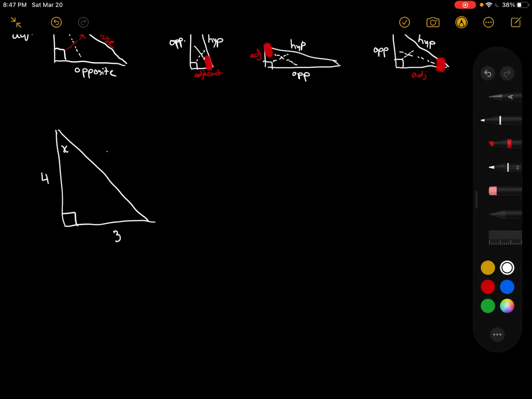Second, we're looking at angle x, and let's say this is 3, 4, 5. So those are the side lengths. So all of this is given. We haven't solved for anything yet. Again, the question is given to us. That's what we're starting with.